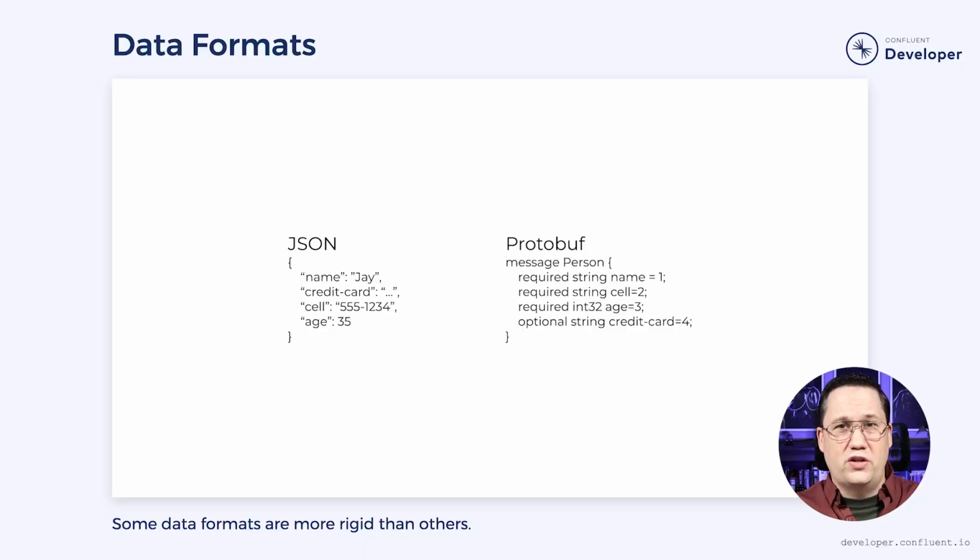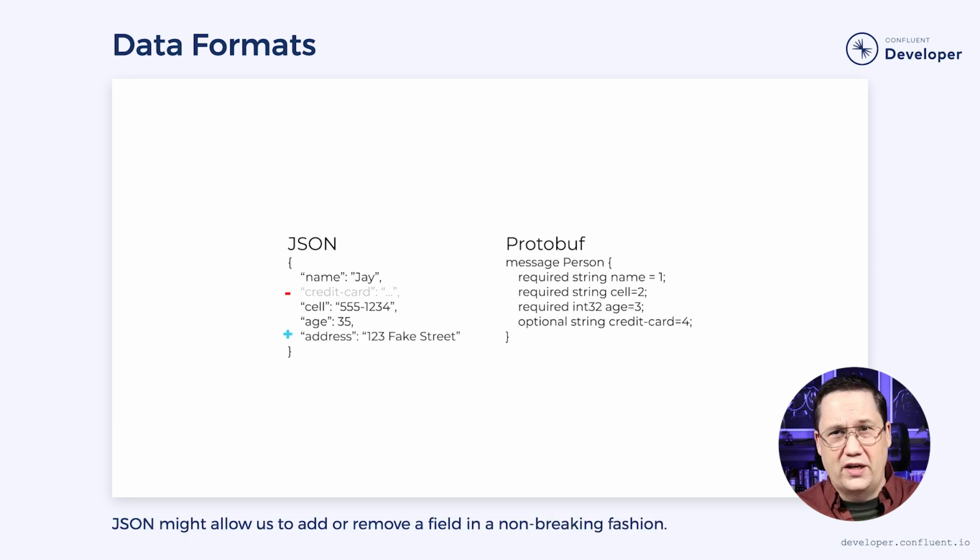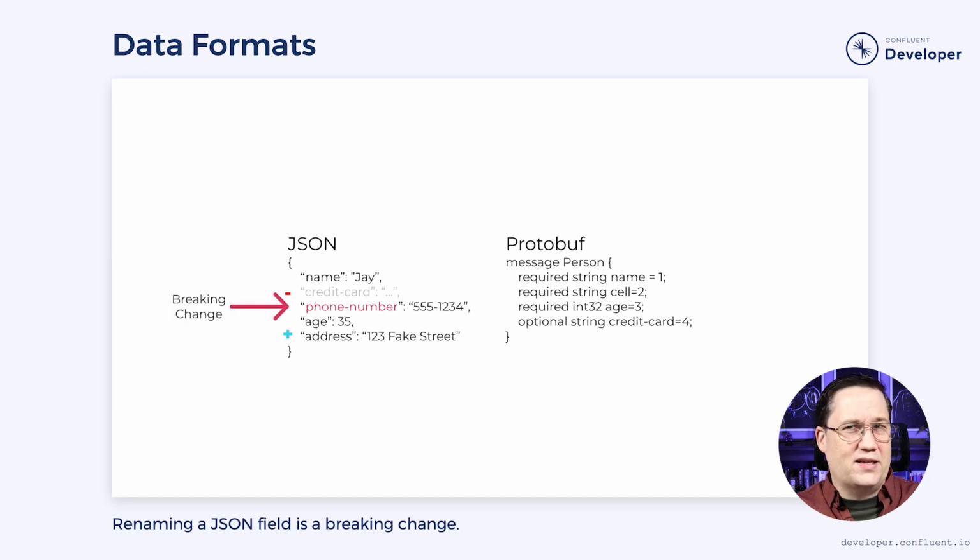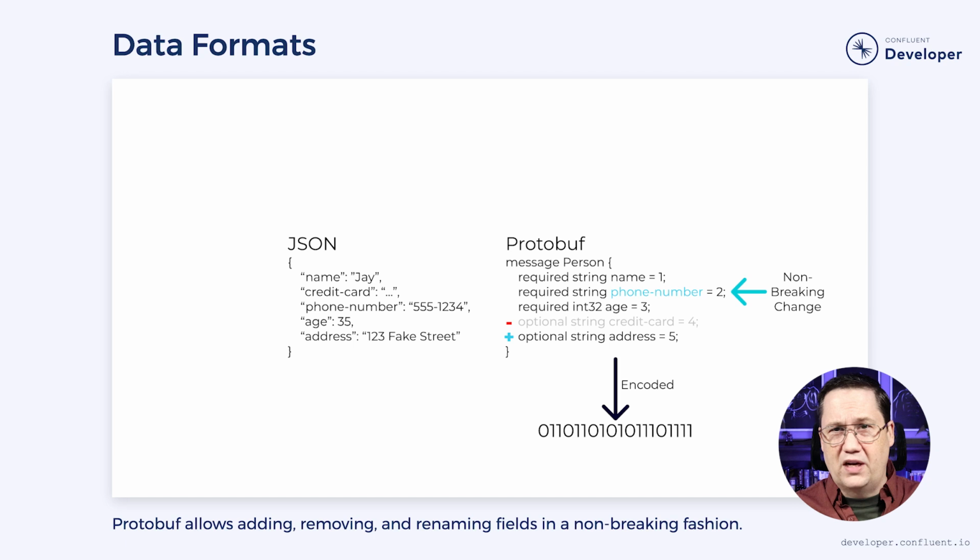The first thing we should do is choose a data format that is flexible and easy to evolve. Some formats are more rigid than others. For example, with JSON, we might be able to add or remove a data field, but renaming it is likely going to be a breaking change. Meanwhile, protobuf allows for adding, removing, and renaming fields in a non-breaking fashion, but it isn't human readable like JSON.